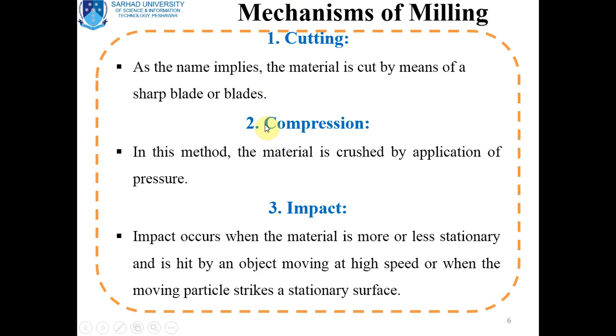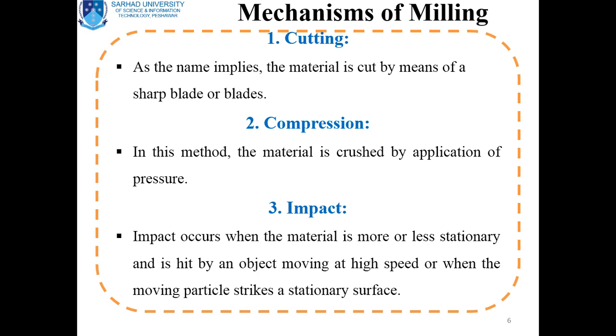The second mechanism is termed compression, and in this method of particle size reduction, the material is crushed by application of pressure. Pressure is applied, and by utilizing the pressure, the material is crushed, and this crushing mechanism by pressure application is termed compression.